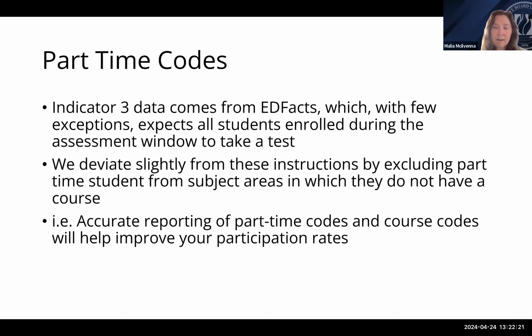So that means if you have part-time students, you really have to make sure that they have a part-time code reported. That way they won't end up being in the denominator for all participation rates, and they'll only get included in the denominator for the subjects they take. Like if they're only taking math, we only want them to show up in the denominator for math. If they also show up in language arts and science, that unfairly hurts your participation rate. So double check that data to hopefully improve your participation rates.